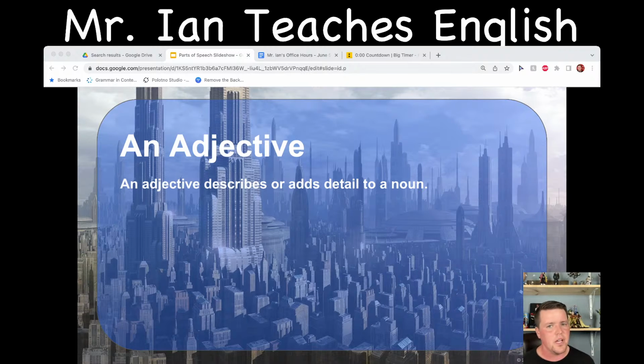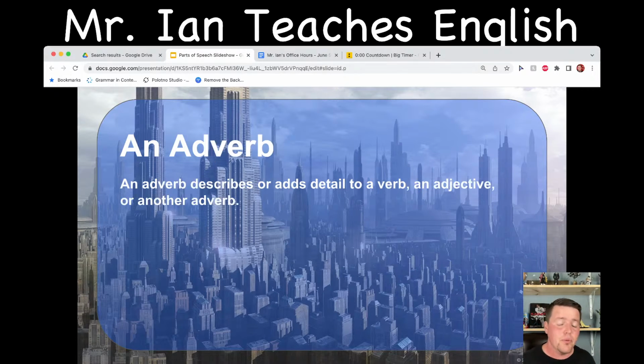Also, there are some special adjectives that we have in English called articles or demonstratives. These are words that sometimes teachers put in different categories, but I disagree. They describe nouns, so I put them in the adjective pile.